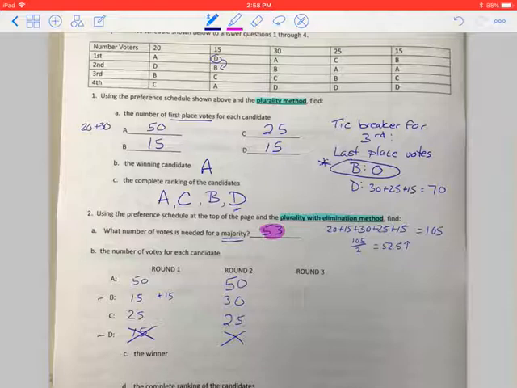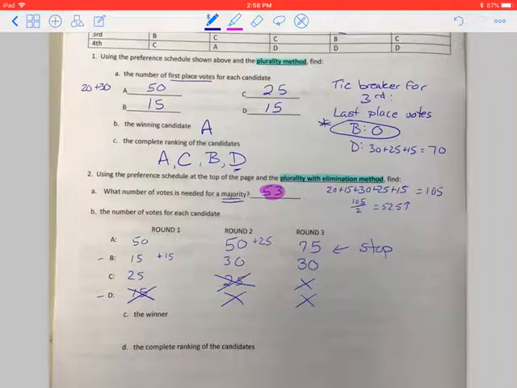So now it's C. So I'm going to kick C out. I'm going to take all of C's first place votes, and I'm going to give them to A. So if I give those 25 votes to A, now A has 75, B has 30, C and D are out. Okay, so now we've got a winner. So now we stop because we have got over 53 votes. So my winner will be A.